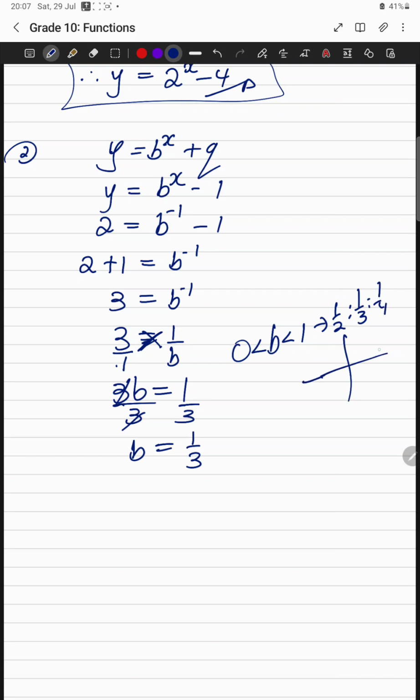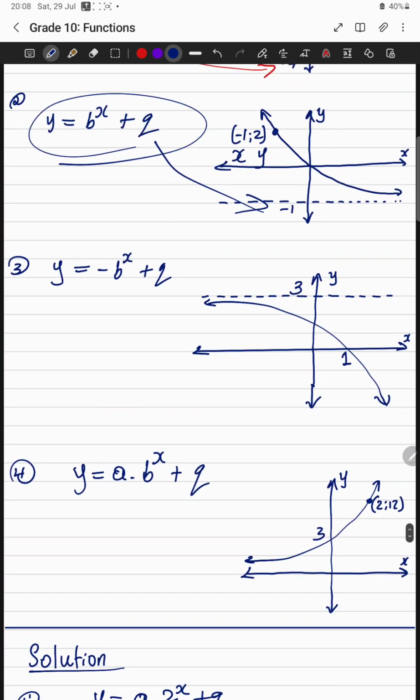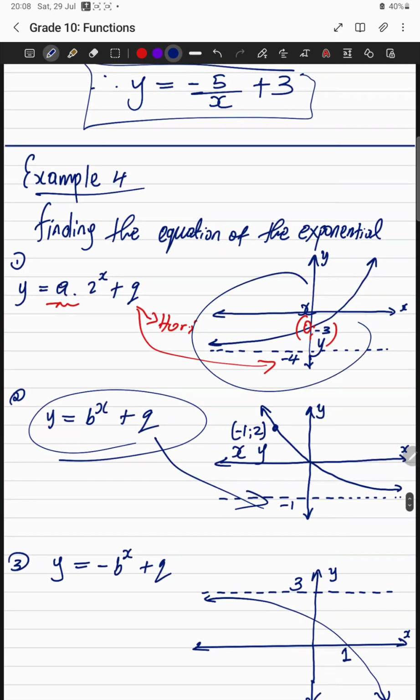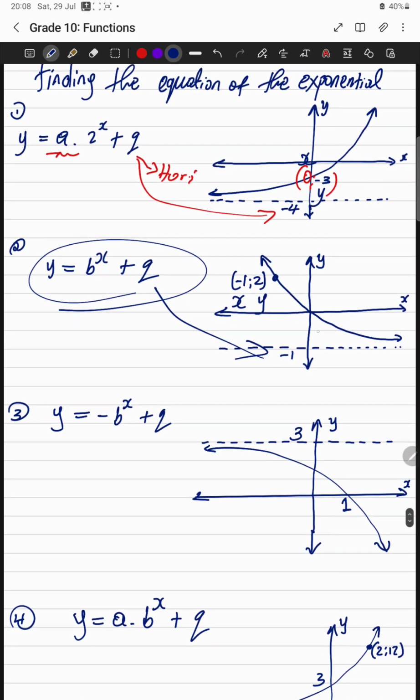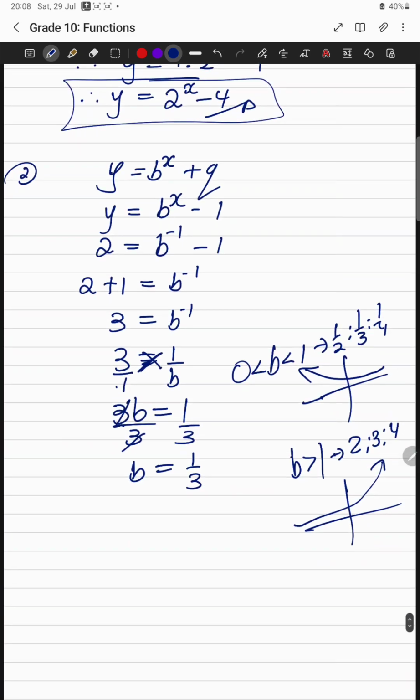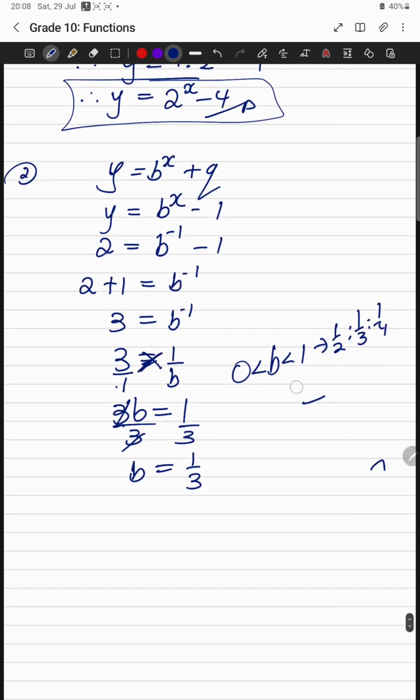So now that means the graph will ascend to the left this way. But if b is greater than 1, for example 2 or 3 or 4, then the graph will ascend to the right this way, which is, for example, the first graph here. B over here is 2, but here b is a fraction, so we'll start from this side and then go to the other side. So yeah, we're done now with the second part.